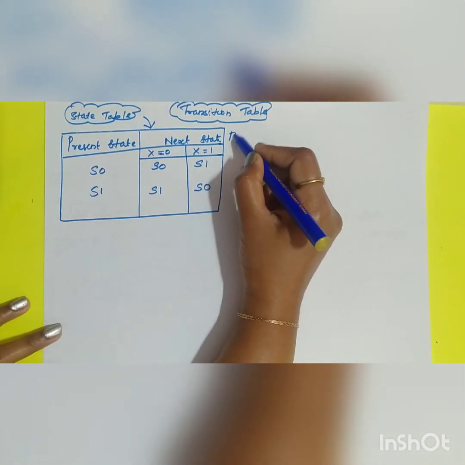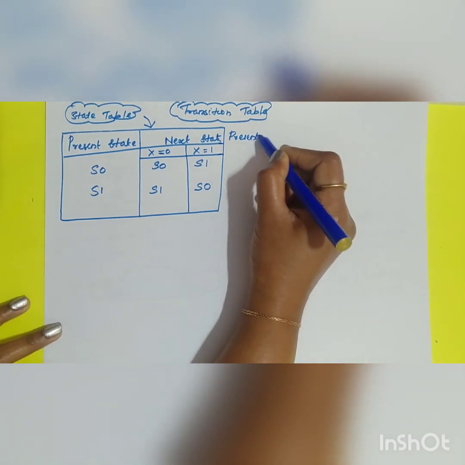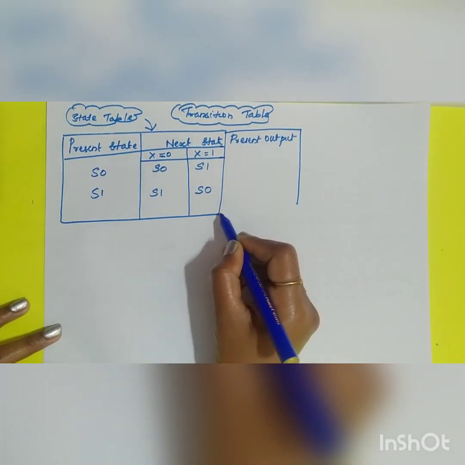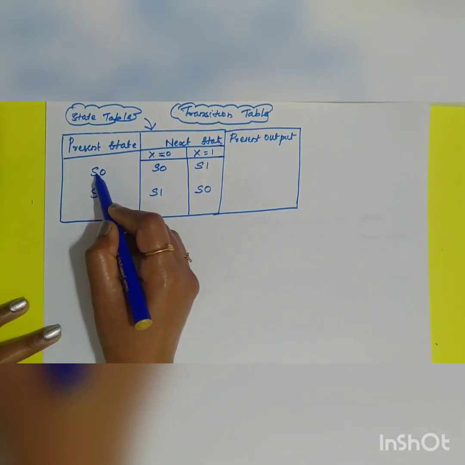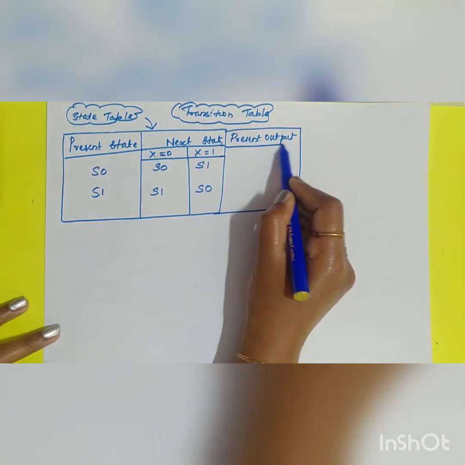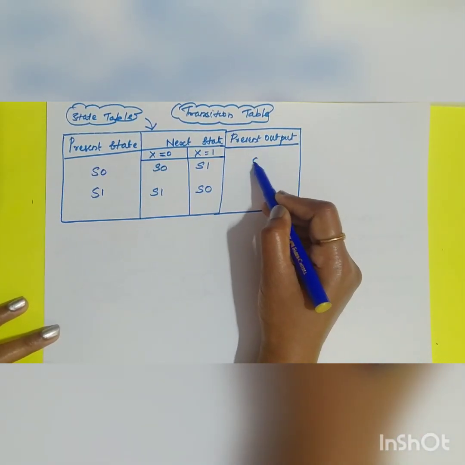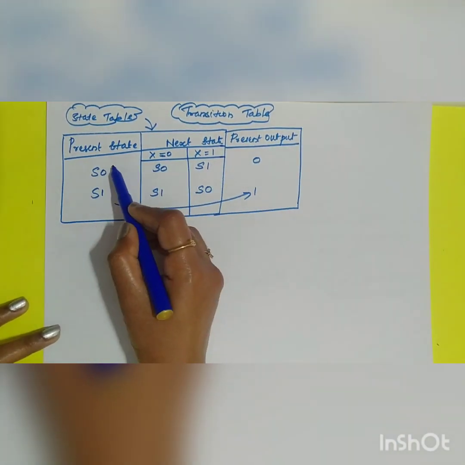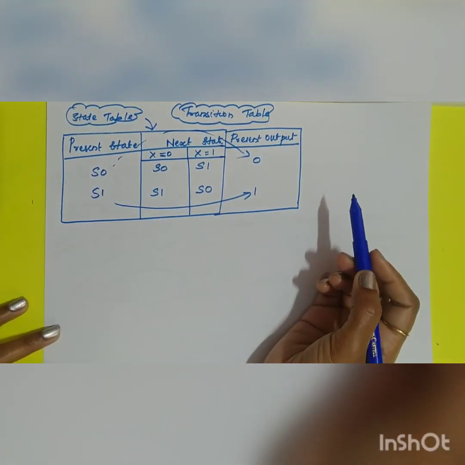So you have one more column. What will be your present output? It depends on your present state. If it is S0, your output will be equal to 0. If it is S1, your output will be equal to 1. So this will be your state table.